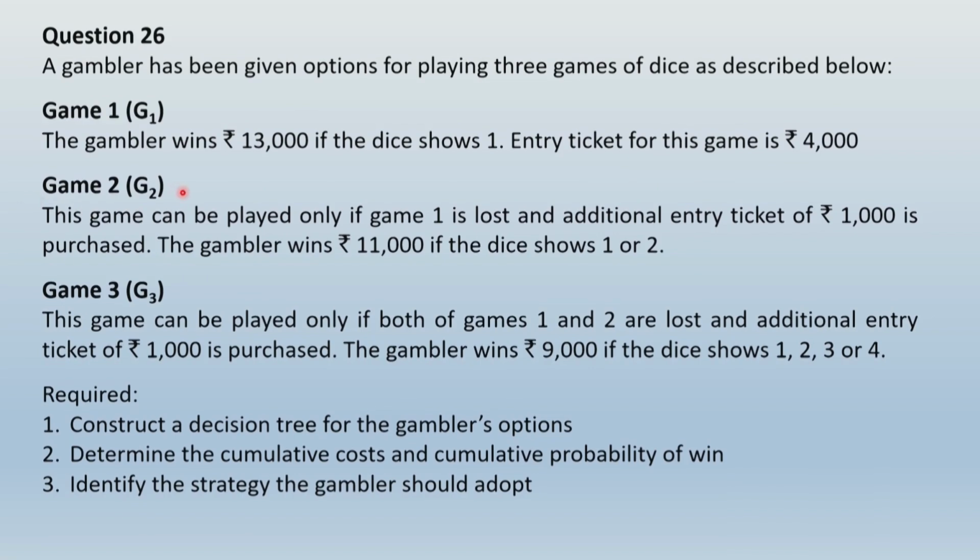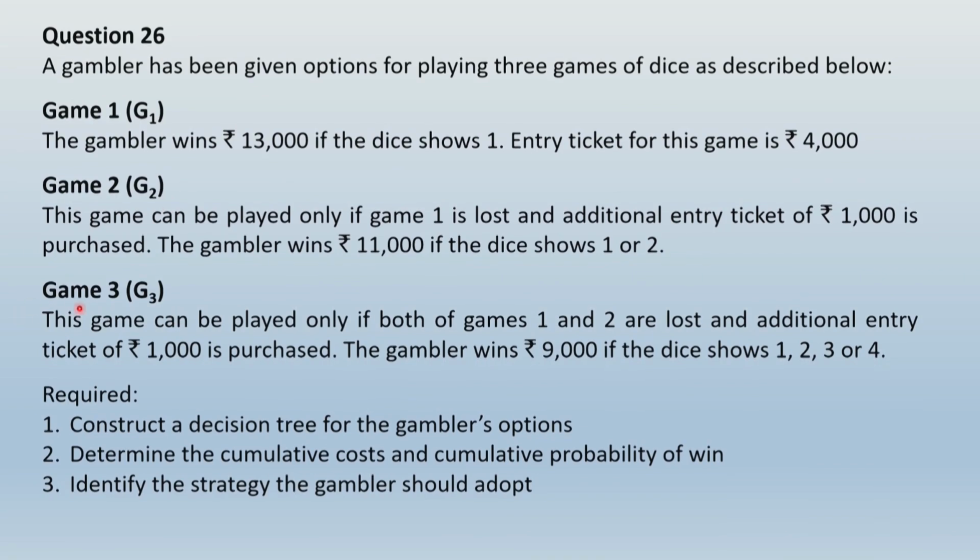Now G2, that is game 2. This game can be played only if game 1 is lost and additional entry ticket of rupees 1000 is purchased. That means if the gambler wants to play game 2, the gambler will have to first lose game 1 and then buy an additional entry ticket for rupees 1000. And what is the outcome? The gambler wins rupees 11,000 if the dice shows 1 or 2. That means the gambler would win either case when the dice shows 1 or 2. So the probability of any of these two occur will be 2 by 6. In other words, the probability of winning game 2 will be 2 by 6. The probability of losing game 2 will be 4 by 6.